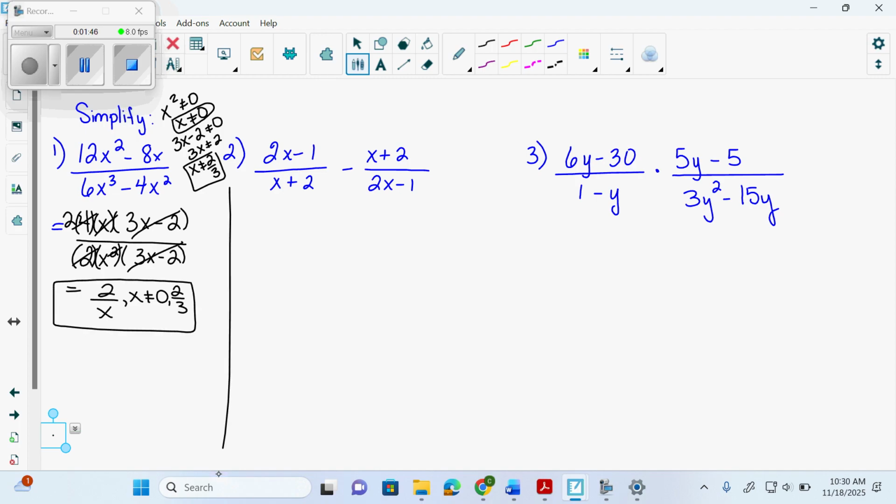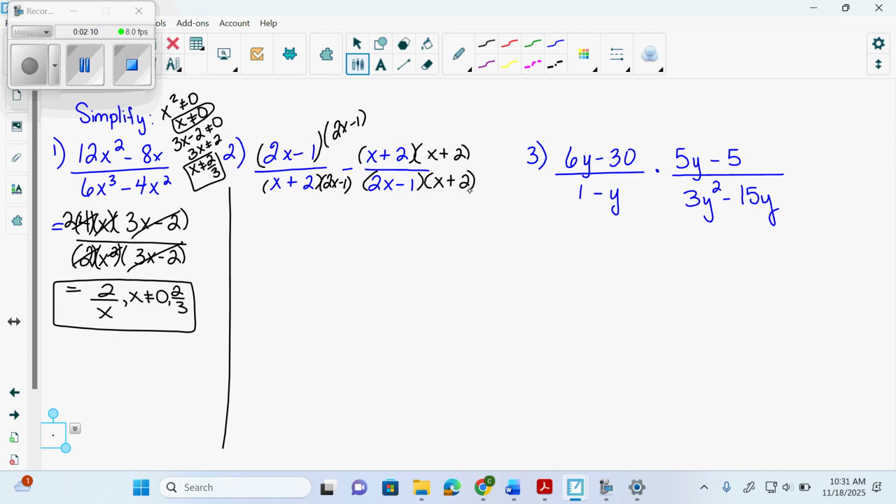The next one is subtraction. What do you need when you have subtraction? Common denominator. I have a binomial, which is x plus 2. I can't take it out of GCF. I have one that's 2x minus 1. Can't take it out of GCF. So I have to multiply them by each other. So this one's getting multiplied by 2x minus 1, and this one's getting multiplied by x plus 2 because of the denominators.